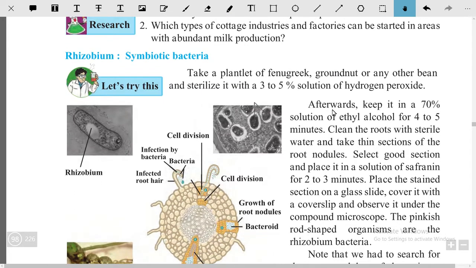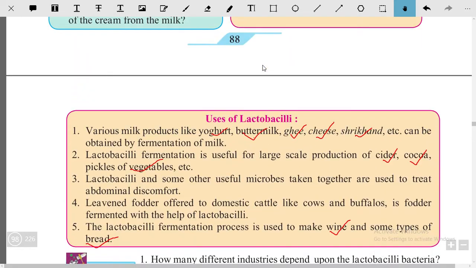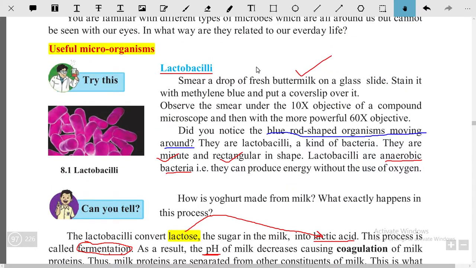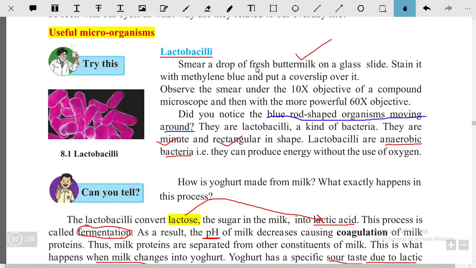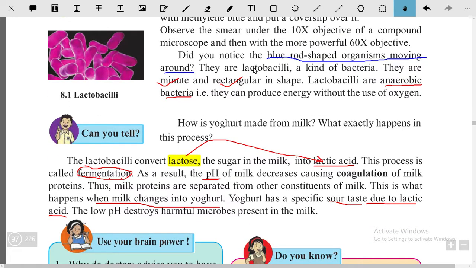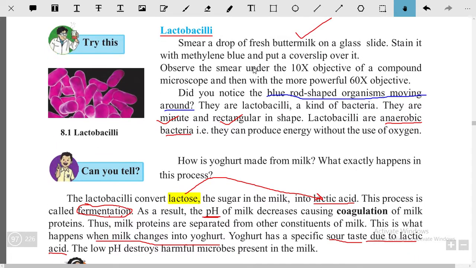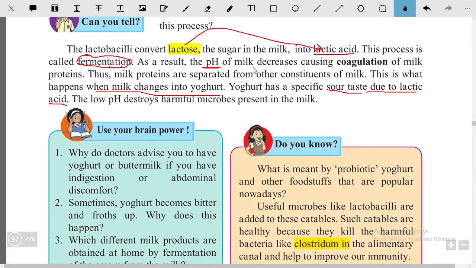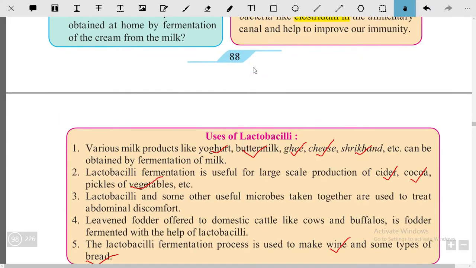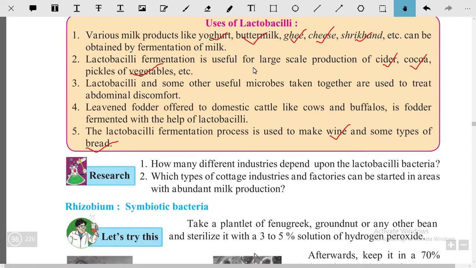Now the next microorganism, microbes, and that is the rhizobium. आपण समजलं, आपल्याला सर्व समजलेलं आहे. Lactobacilli, the microorganism, where they are present, how to observe or watch the lactobacilli, and what is the work of lactobacilli in our daily life. We have seen the uses of lactobacilli.